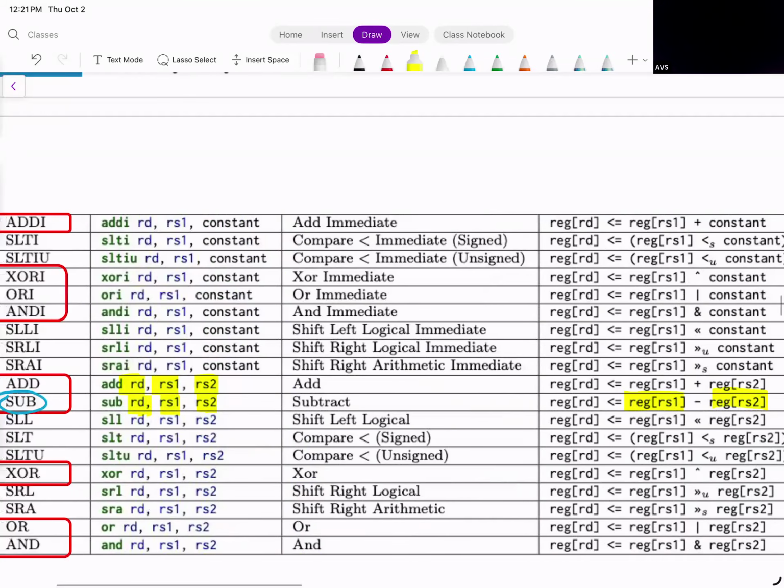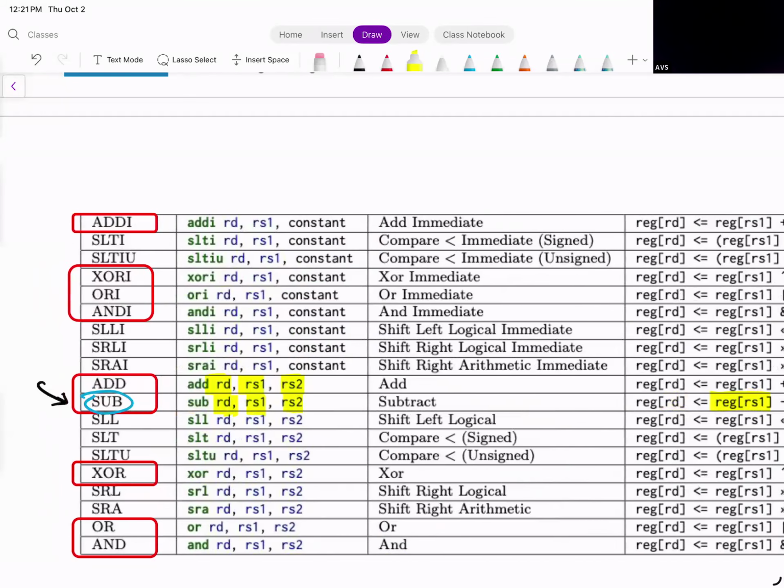One thing to pay attention to is that we don't use subi. The reason is that subi could be expressed as an addi. If I do RD, RS1, and a negative constant, that becomes a subi, right? So add and sub are the same operation, just with a negative sign.